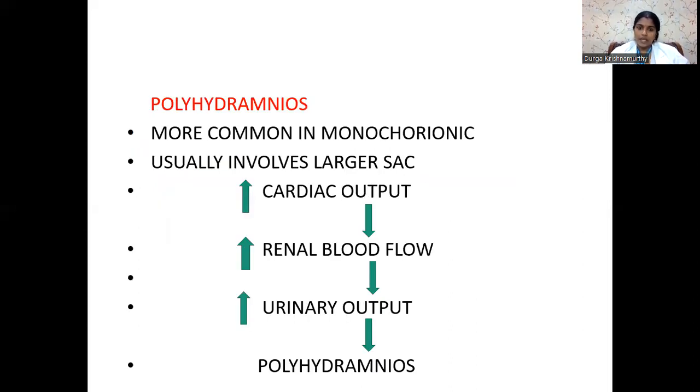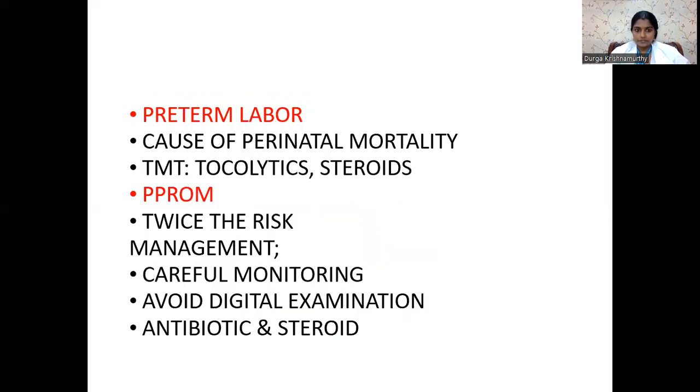Polyhydramnios is more common in the monochorionic, usually involves the larger sac, where there is an increase in the cardiac output of the baby, and there is increased renal blood flow to the baby, and it increases the urine output, and therefore polyhydramnios in the bigger sac.